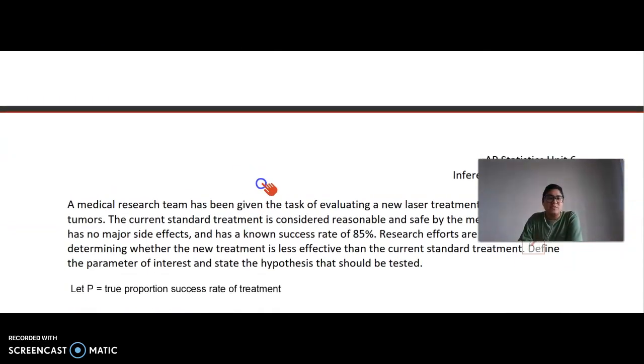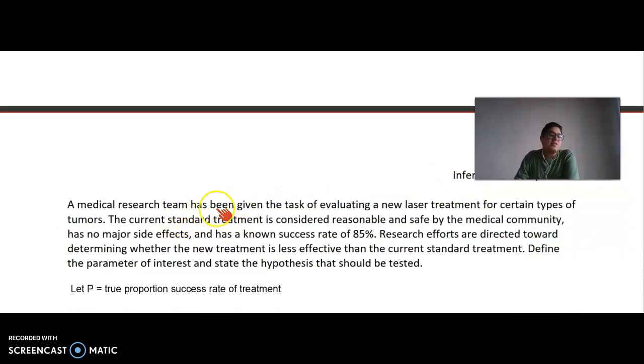So let's take a look here. It looks as though the medical research team has been given the task of evaluating a new laser treatment for certain types of tumors, and the current standard treatment is considered reasonable and safe by the medical community because it has no major side effects and it has a known success rate of 85%. Research efforts are directed towards determining whether the new treatment is less effective than the current standard treatment, and let us define the parameter of interest and state the hypothesis that should be tested.